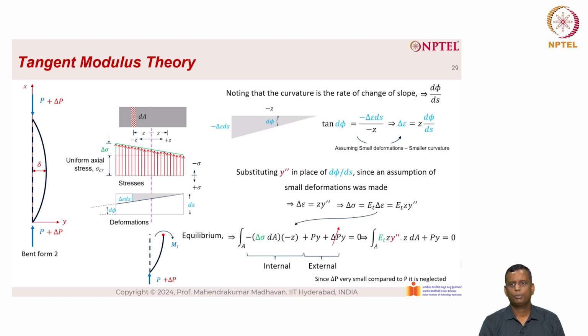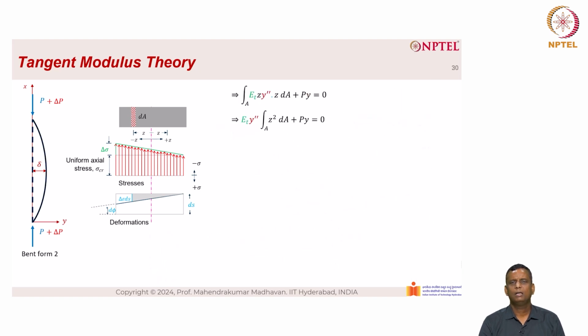So we have this equation: integral over A of E sub t into y double dash into z into z dA plus Py is equal to 0. How did we get this? We are basically substituting: instead of delta sigma, we have E sub t into z into y double dash. We can further simplify this equation, which gives E sub t into y double dash times the integral over A of z square dA plus Py equal to 0. That is, E sub t I y double dash plus Py is equal to 0, which is very similar to the Euler equation, EI y double dash plus Py equal to 0.